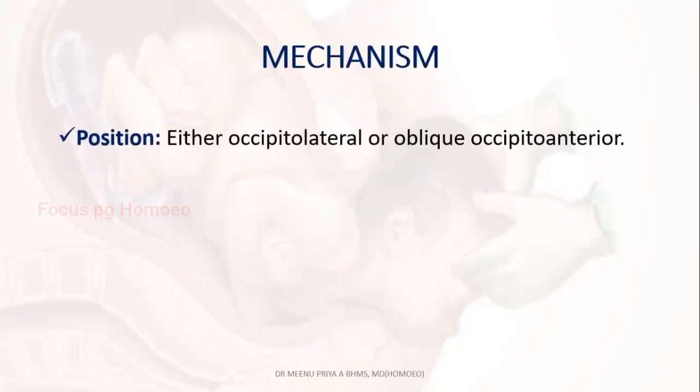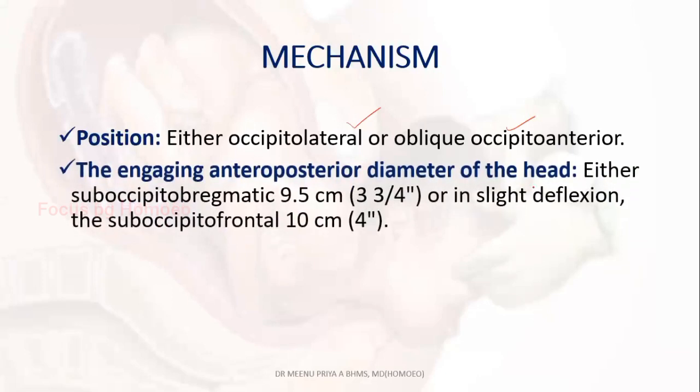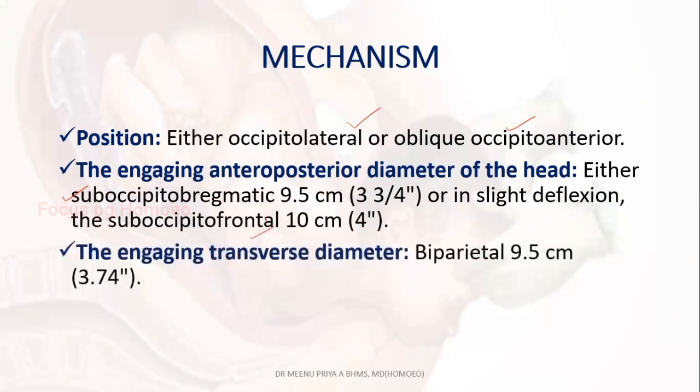The position usually attained by the fetus in the mechanism of labor is either occipitolateral or oblique occipito-anterior. The engaging anterior-posterior diameter of the head is either suboccipito-bregmatic or suboccipito-frontal. So you should know there are two diameters, the anterior-posterior diameter and the transverse diameter. The engaging transverse diameter is usually the biparietal diameter, which is 9.5 centimeters.